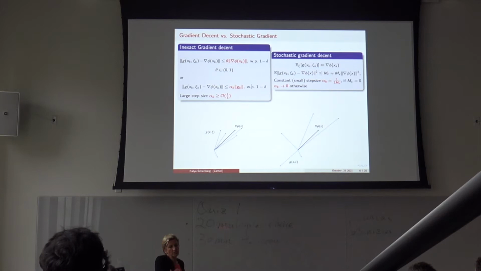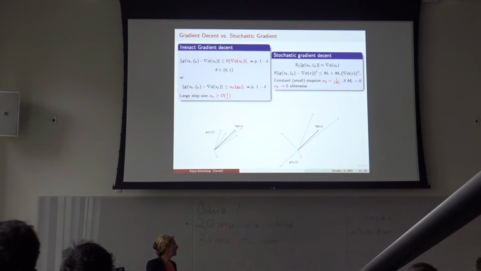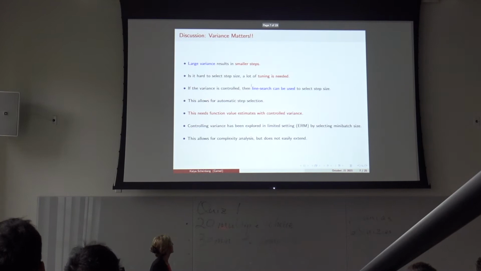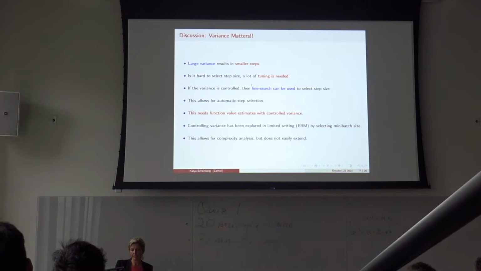If you take shorter steps, you make more of them. So there is clearly a trade-off, right? Do I want to have a small variance, which, as we'll see, will cost me, or am I allowing myself to have large variance, and then I'll have to make shorter steps, and then I'll converge slower. Okay, so these are now points for discussion. Raise questions. So large variance results in small steps.